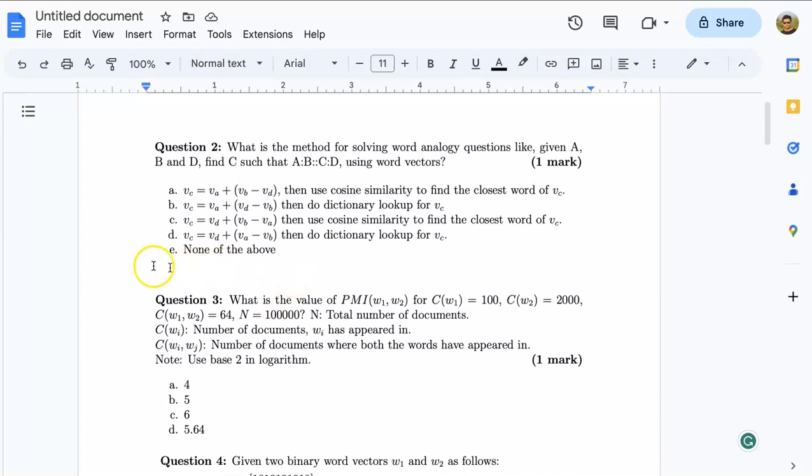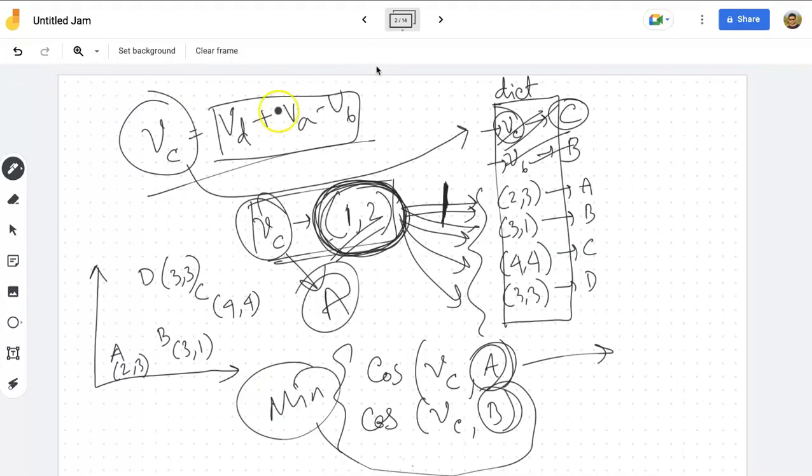The question is pretty simple, a simple numerical type of question. What is the value of PMI(W1, W2)? All these things are given. You just need to calculate the value. I hope you already know this.